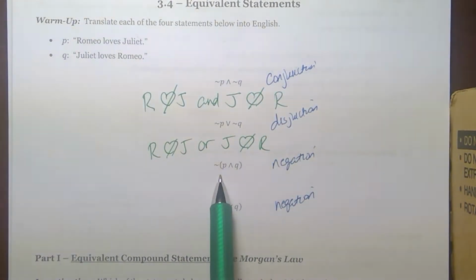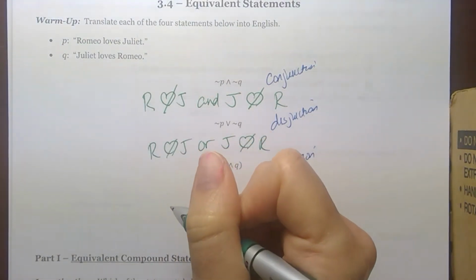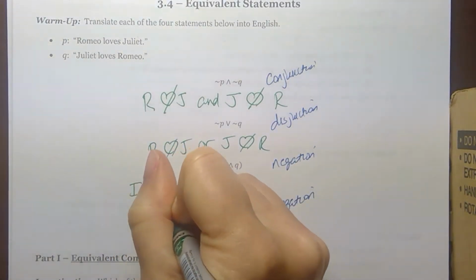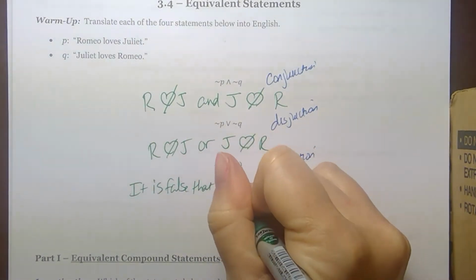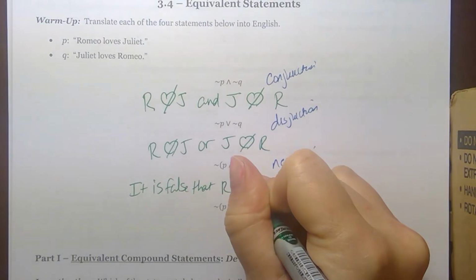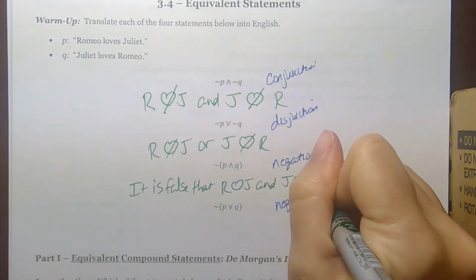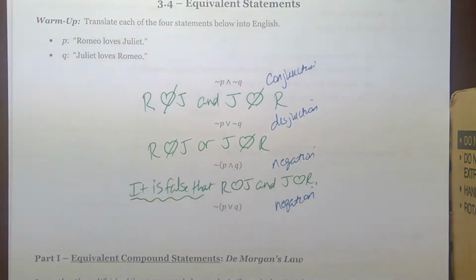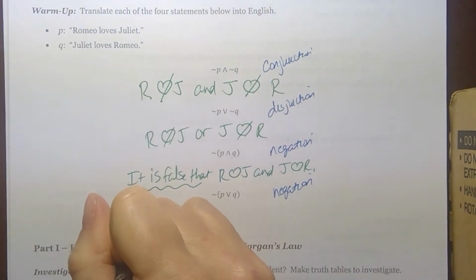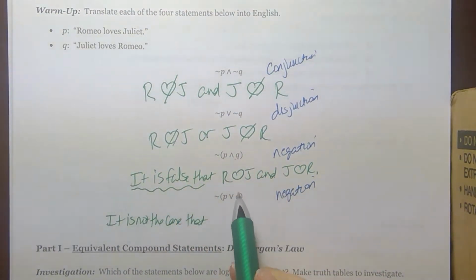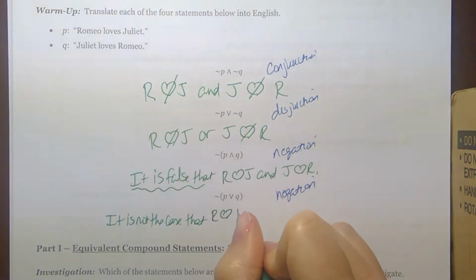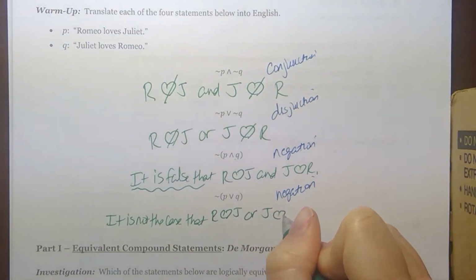Then we have the negation of. Remember, there are 2 key phrases for that negation. We're going to use one each time. Our first key phrase that we could use is, it is false that, and then we have Romeo loves Juliet, and, because that's a conjunction in the middle, Juliet loves Romeo. So there is my negation phrase. The other negation phrase that I could use is, it is not the case that. And then inside parentheses, we have Romeo loves Juliet or Juliet loves Romeo.